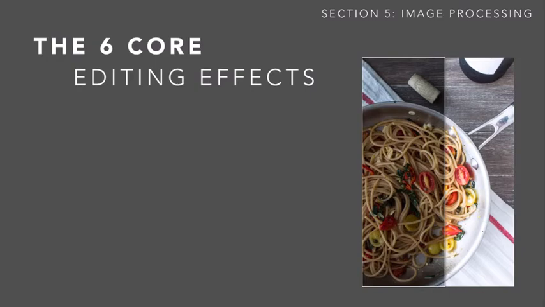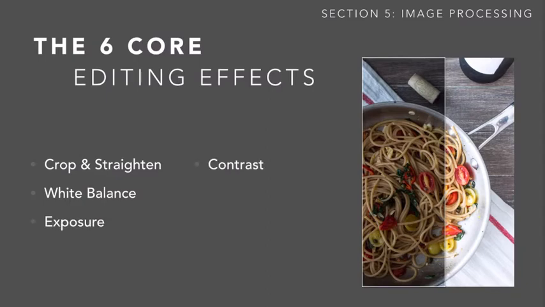And to accomplish that goal, I use 6 core editing effects for all of my pictures. They're very simple, and I rarely stray from these. So the first thing I'll do is I'll crop and straighten my image. Then I'll adjust my white balance. Then I'll adjust the exposure. I'll take a look at the contrast to see how that's affecting the image. I'll sharpen it if it's needed. And finally, I'll take a look at whether the image has too much noise, and that needs to be reduced as well. This video is going to be kind of a crash course in these 6 elements and how they can make your food photos look so much better.